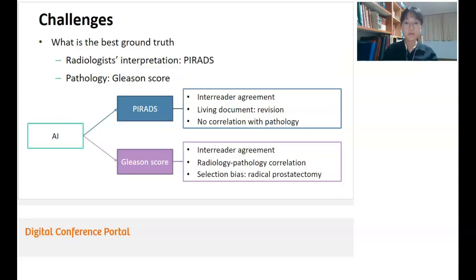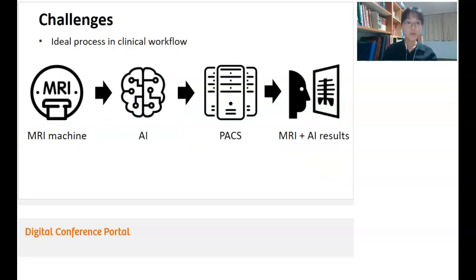Another problem is the ground truth. Radiologists' interpretation and pathology results can be used as ground truth, but we don't know which is better, and both of them have pros and cons. The IDER process in the clinical workflow is another important challenge for prostate AI. When we read the MR images, AI reports should be prepared and presented with MR images.